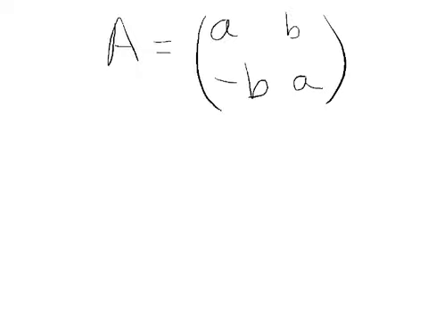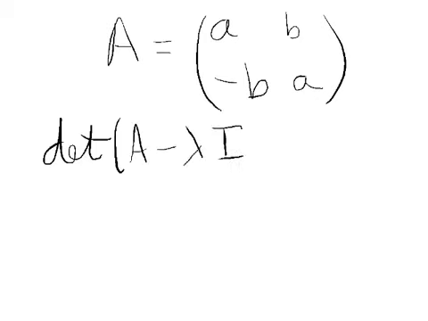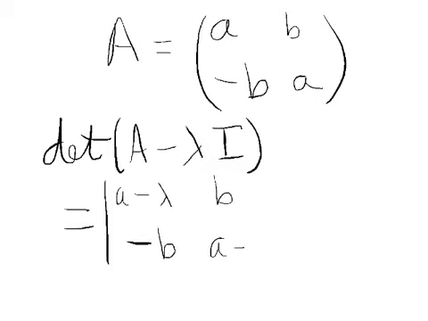First job, here's A, so a, b, minus b, a, and first job, of course, to get the characteristic equation, so determinant of A minus lambda I, and this is going to give us, let's see here, determinant of a minus lambda, b, minus b, a minus lambda.